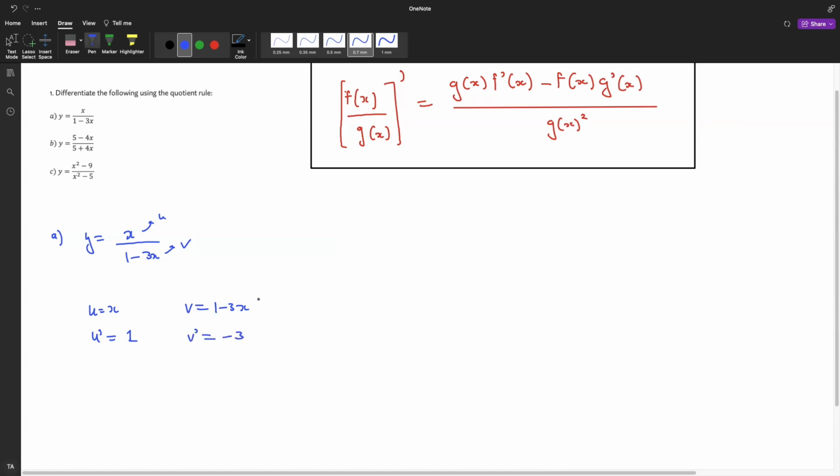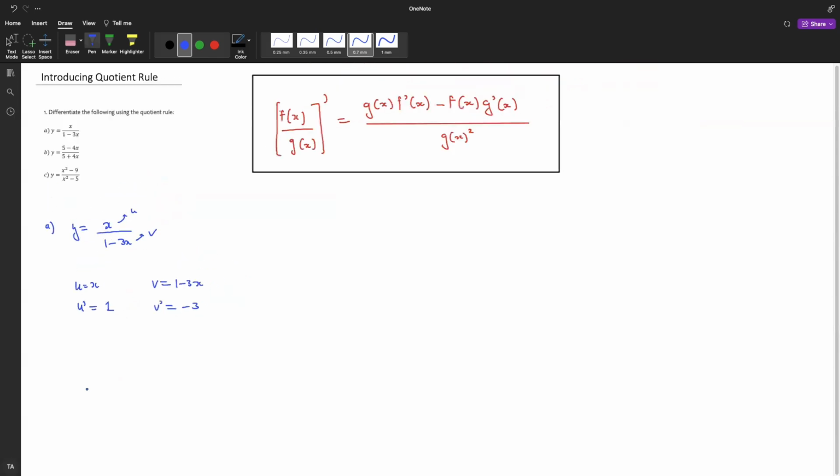Now the rule says that if you want to differentiate this, the derivative is going to be your bottom function multiplied by the derivative of the top function, minus the top function multiplied by the derivative of the bottom function. You divide that by the bottom function squared. Which we're going to go through here. So we're going to do the bottom function multiplied by the derivative of the top function.